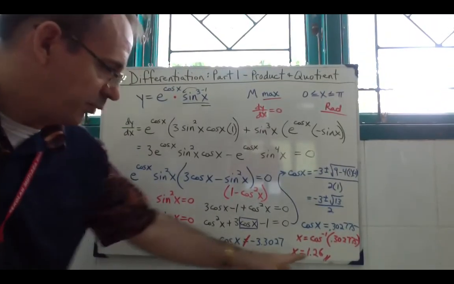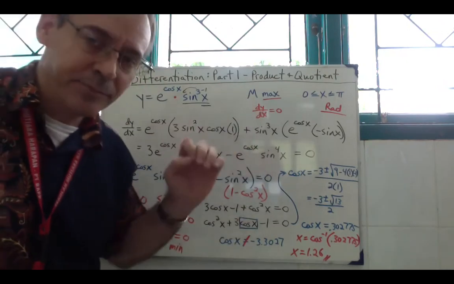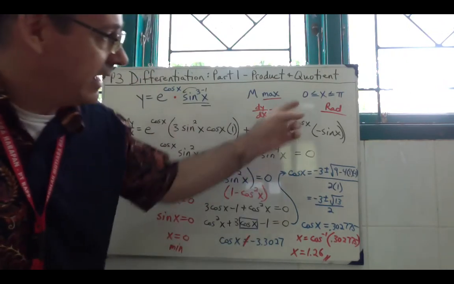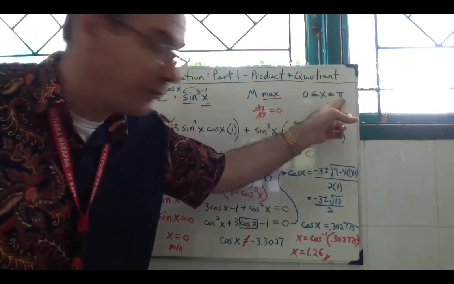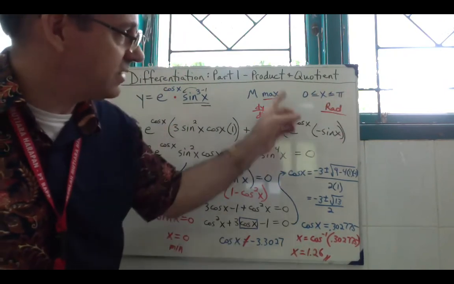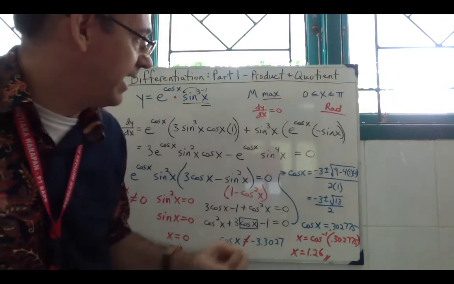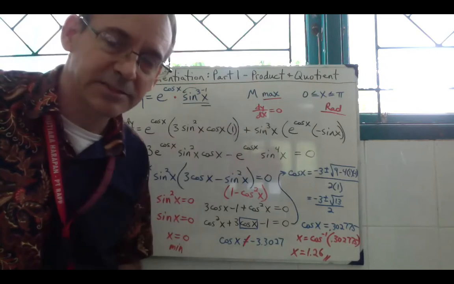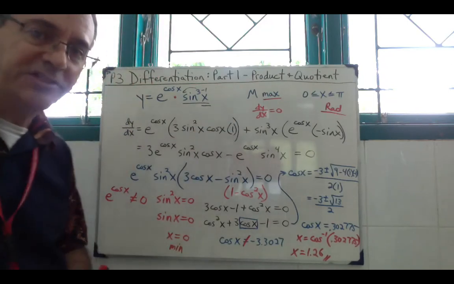x equals 1.26. That is the x coordinate of M, which is the maximum, and it is between 0 and pi. Remember, pi is 3.14. So 1.26 is between 0 and 3.14. So it fits the domain, and it is the maximum value of the graph that we saw. So that's our first question.